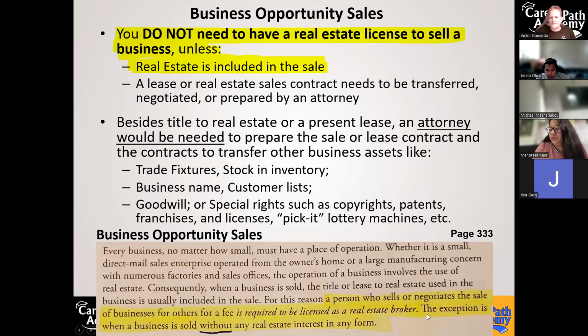You guys got this highlighted? That you do not need a real estate license to sell a business unless real estate's involved. Look, the business can be for a web development company. I mean, you don't need a real estate license to sell that, right?